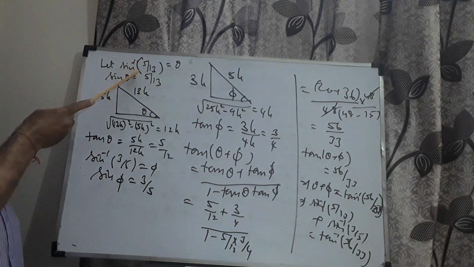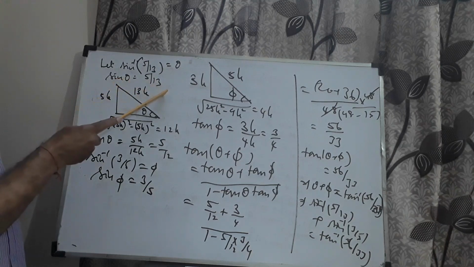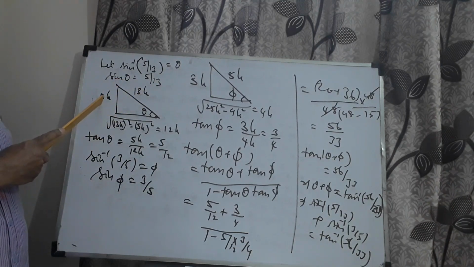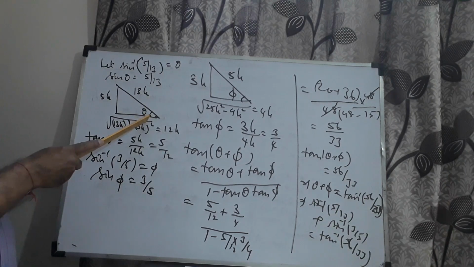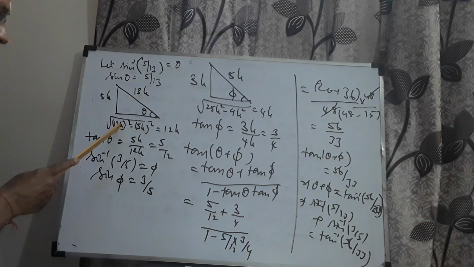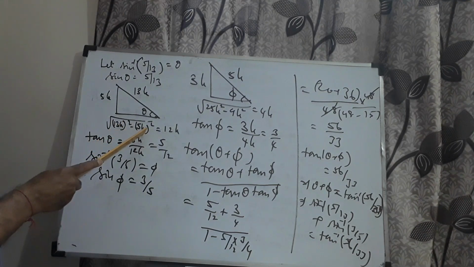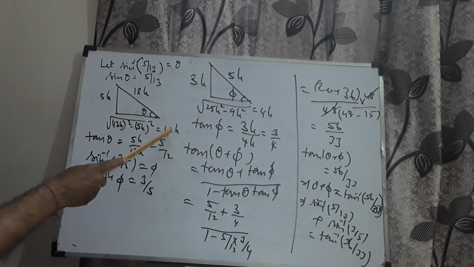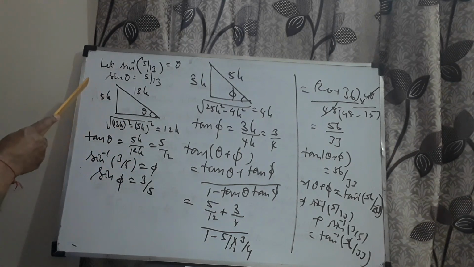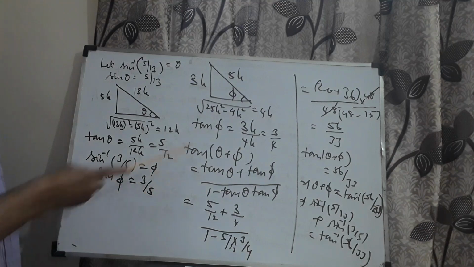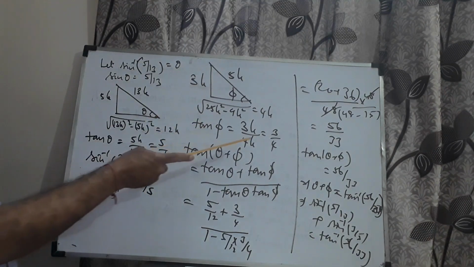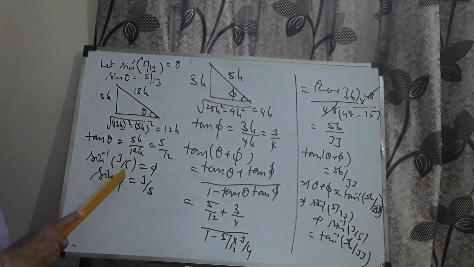Anyway, let sine inverse 5 by 13 be theta. Sine theta is 5 by 13. The opposite side becomes 5k, hypotenuse 13k, by taking one of the acute angles in the right triangle as theta. The adjacent side now becomes the square root of 169k square minus 25k square, root of 144k square, reduced to 12k. Tan theta is opposite side by adjacent side, so 5 by 12. Similarly, tan phi gets reduced to 3 by 4 by taking sine inverse 3 by 5 as phi.